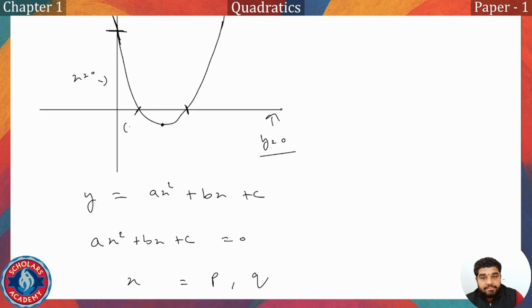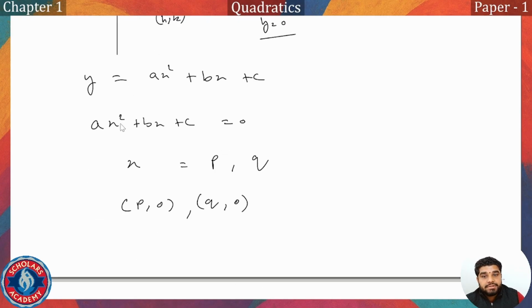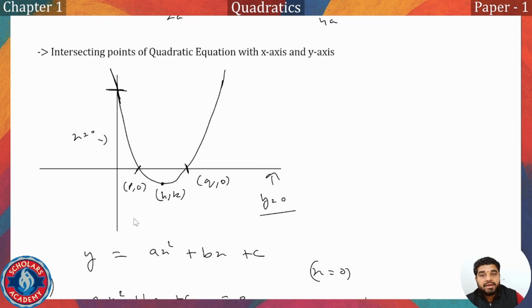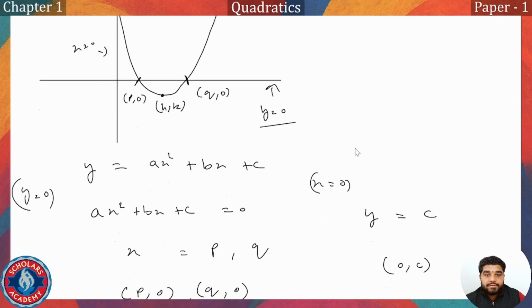So let's say this is p comma 0, this over here is q comma 0, and this is the point of vertex, that is h comma k, and we have one more point over here. Now, if I substitute x is equal to 0, what will I get? I will get y is equal to c. So the coordinate that I will get is 0 comma c. So that will be the intersecting point of the y-axis and the curve. So 0 comma c. I hope it is clear. Let's start with the questions.